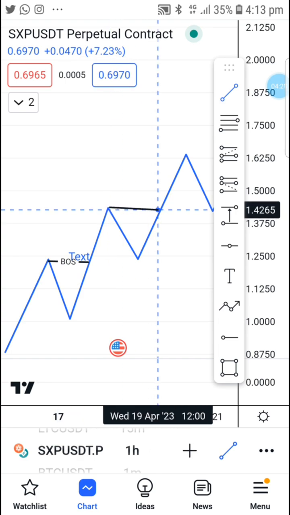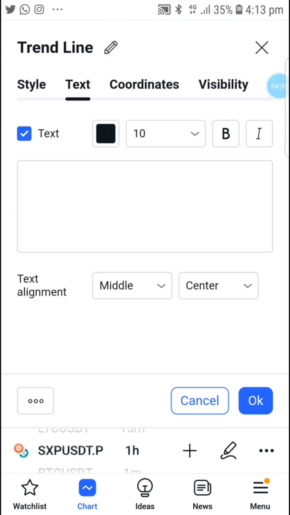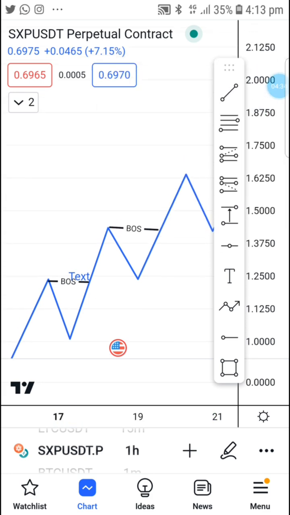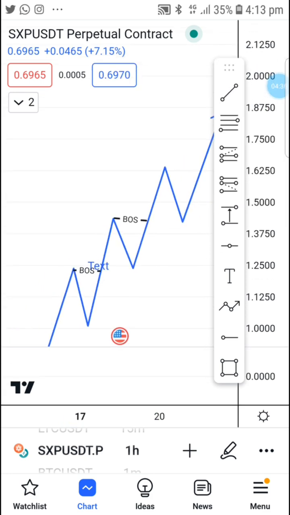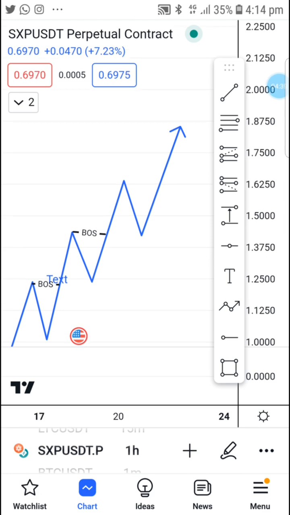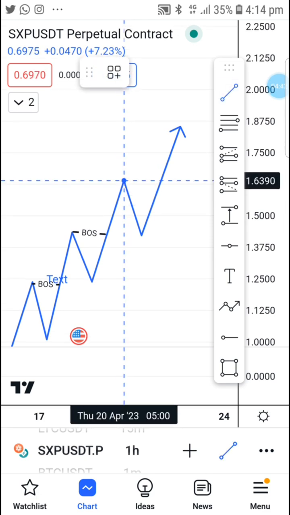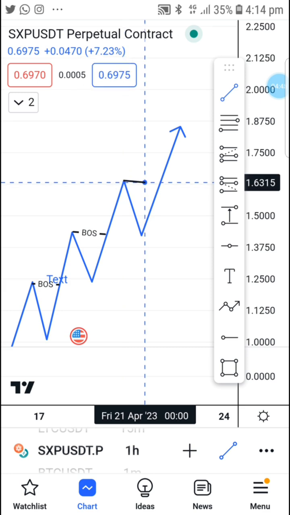That's what we call break of structure. You have been hearing that from me. BOS, break of structure. Okay, the next one.